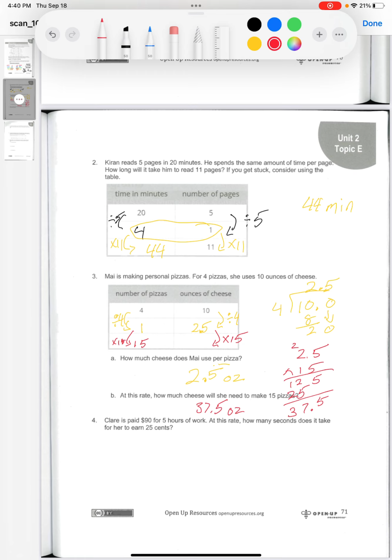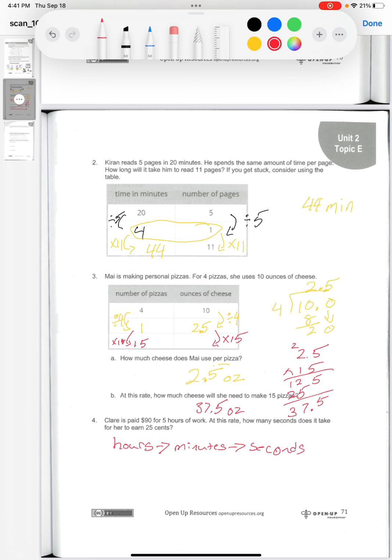Claire's paid $90 for 5 hours of work. At this rate, how many seconds does it take her to earn 25 cents? Now, this is a very long, complicated problem. And so I'm sorry, it's going to take a while. Because we have to change hours to minutes. And then we have to change minutes to seconds.